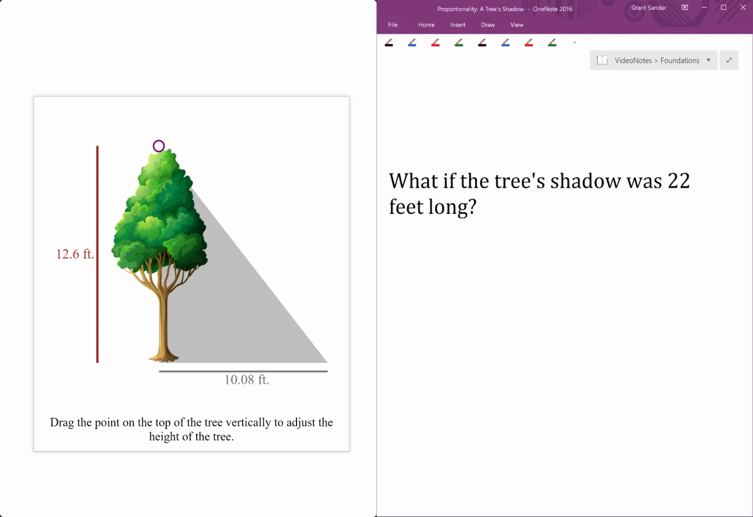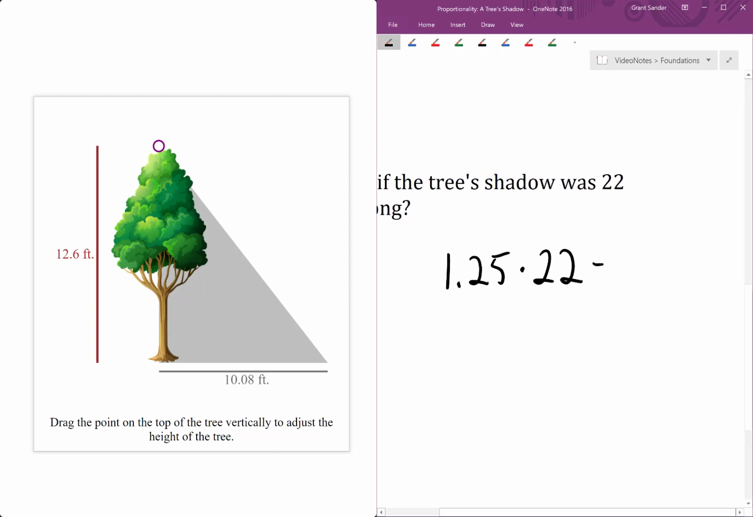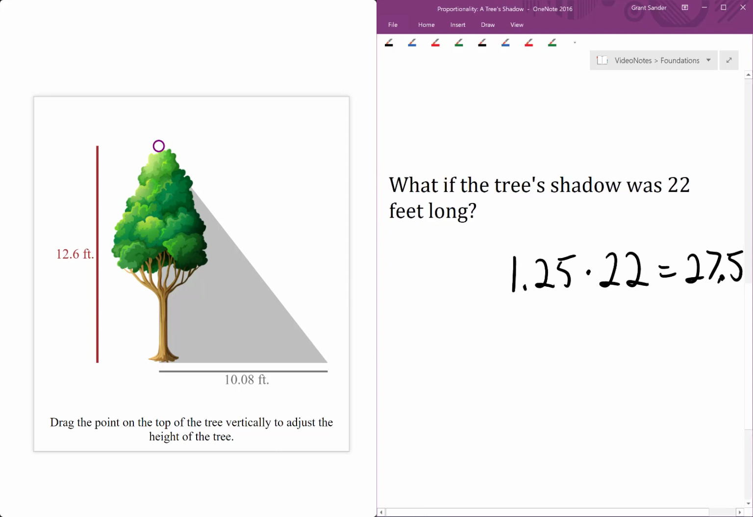So, what if the tree was really, really tall and the tree's shadow was 22 feet long? Well, in this case, we know that the height of the tree is 1.25 times as large as the length of the shadow, so the height of the tree would be 1.25 times 22. And 1.25 times 22 is equal to 27.5. So the height of the tree would be 27.5 feet if the length of the shadow was 22 feet.